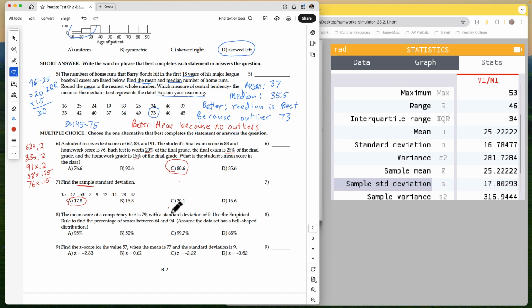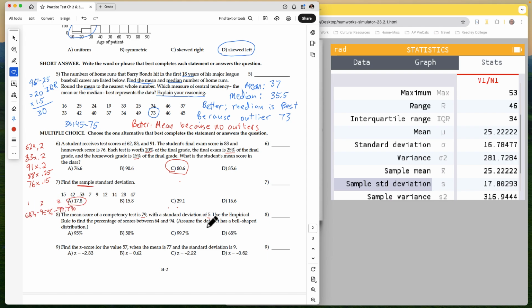So the mean score of a competency test is 79, average score 79, with a standard deviation of 5. Use the empirical rule to find the percentage of scores between 64 and 94. So empirical rule, just remember that's the one that says 68% of the data is between one standard deviation above and below. 95% of the data is 2 standard deviations above and below, and 99.7% are 3 standard deviations above and below.